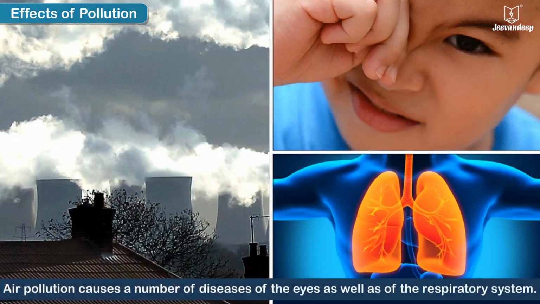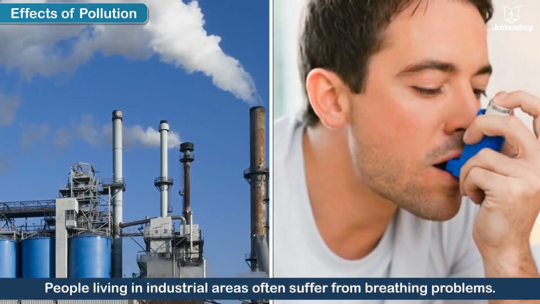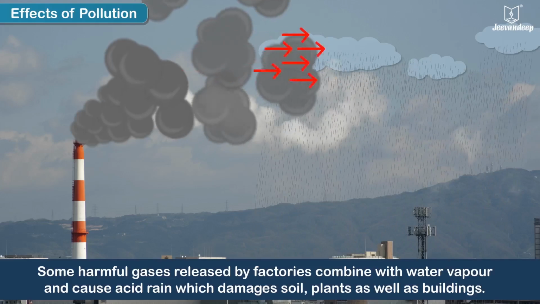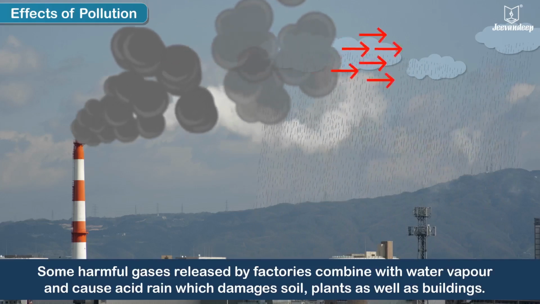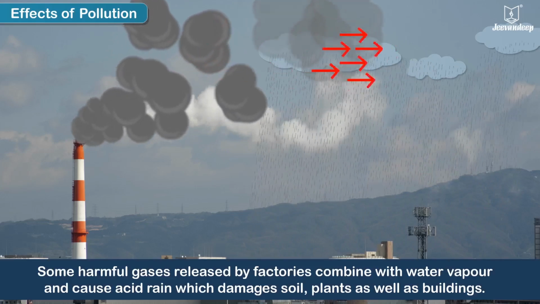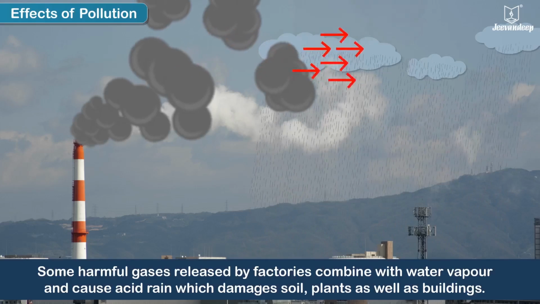Air pollution causes a number of diseases of the eyes as well as of the respiratory system. People living in industrial areas often suffer from breathing problems. Some harmful gases released by factories combine with water vapor and cause acid rain, which damages soil, plants as well as buildings.